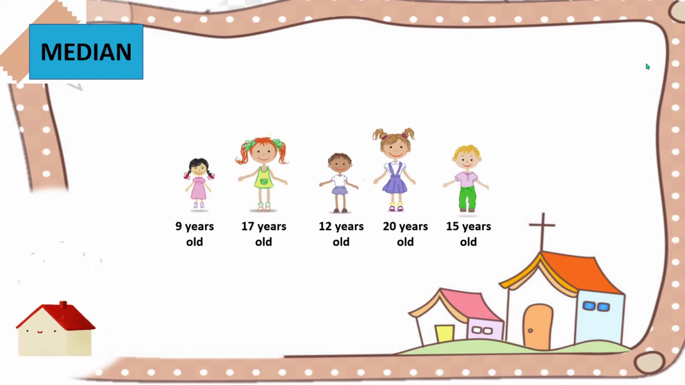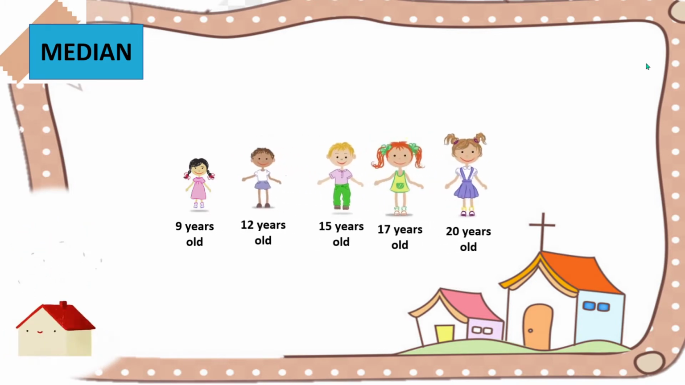Yabyabin's family has 5 children. What is the age of the middle child? First, arrange their age from ascending or descending order. So I prefer to arrange them in ascending order. Now, what is the age of the middle child? Great! 15 years old.